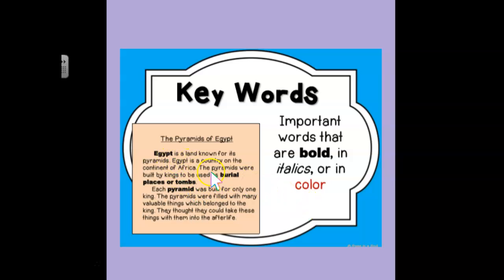All right, these keywords that are bolded or in italics or colored print can usually be found in the index and in the glossary to help us better locate information about that topic.